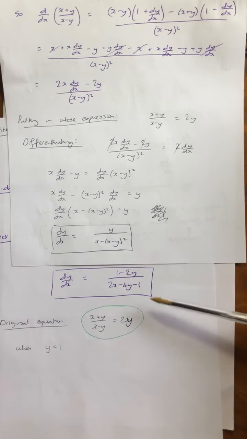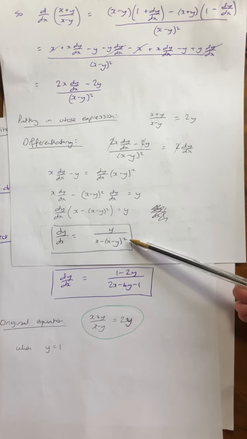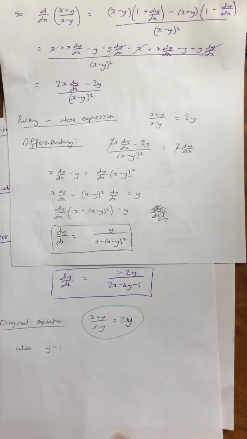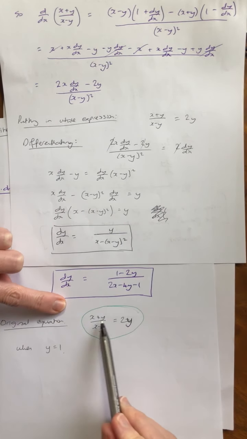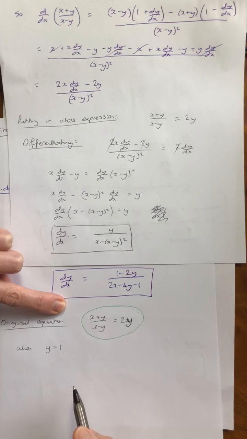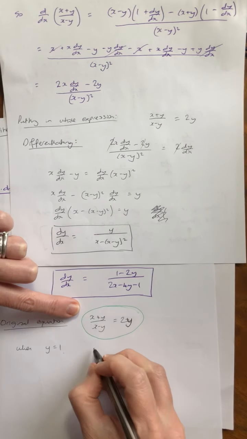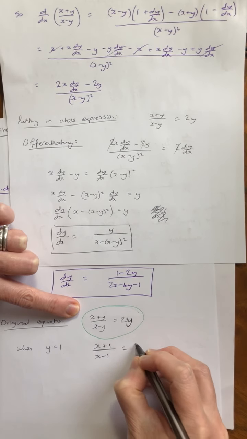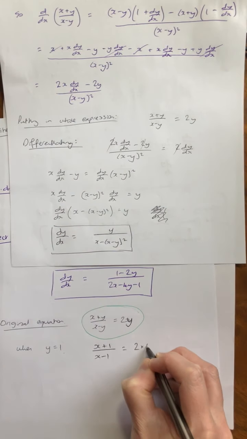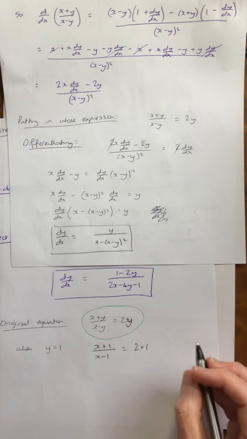So I've had a little look. I don't think there's an easy way to get from one to the other. However, you can justify it quite nicely by picking a point. If I pick a point when y is equal to 1, I'm going to use my original equation to work out what the x value is, so I'm going to have a point on the curve. So I will have (x plus 1) over (x minus 1) equaling 2 times y, so 2 times 1. So now I've got an equation I can solve.